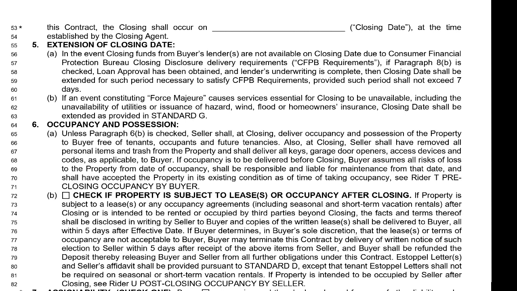Extension of the closing date. The buyer has to receive the loan disclosure, the closing disclosure, the CD, 3 days prior to closing. If they don't receive the closing disclosure 3 days prior to closing, the closing date gets automatically extended until the 3rd day. This is something that is getting kind of ignored and waived, but you should understand what a buyer's rights are. So if the buyer doesn't receive a copy of the CD until the day before closing, then you don't have to close the next day.